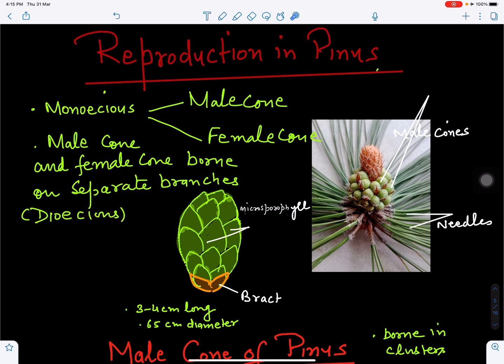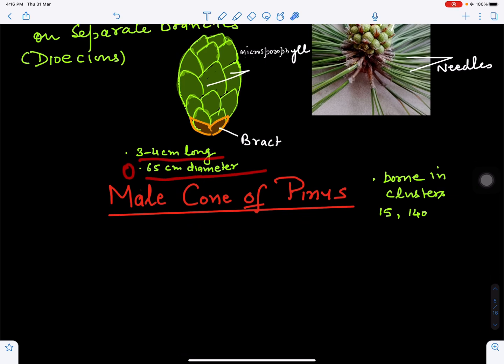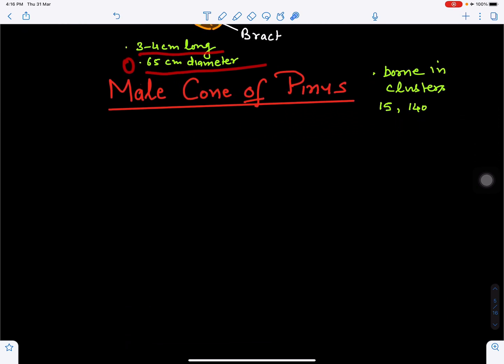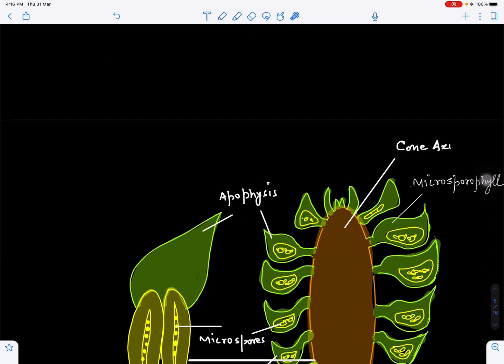They are overlapping each other and the cone is ovoid in shape. When it is young it is green in color, but later on it may become reddish, brownish or yellowish. It is about 3 to 4 centimeter long and 0.65 centimeter in diameter. These are borne in clusters and the number of male cones in each cluster may vary from 15, 30, 35 or 140 depending upon the species.